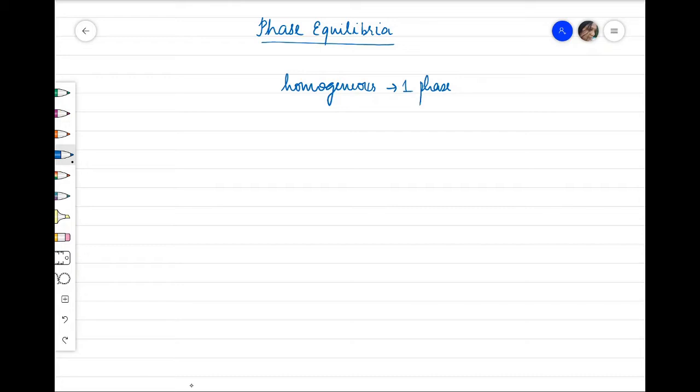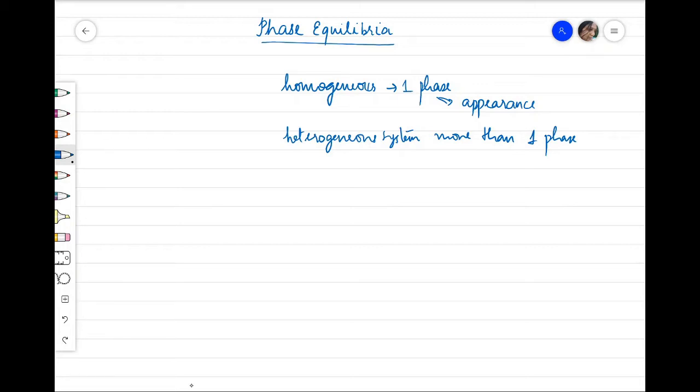And this word phase has come from a Greek word which means appearance, that is, what it looks like. Another thing we know is that if we have homogeneous, we also have heterogeneous, which is a system which consists of more than one phase.